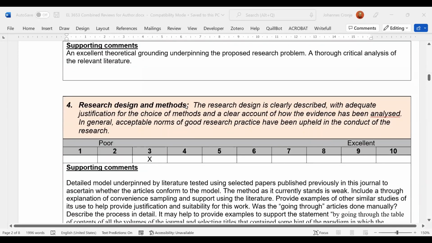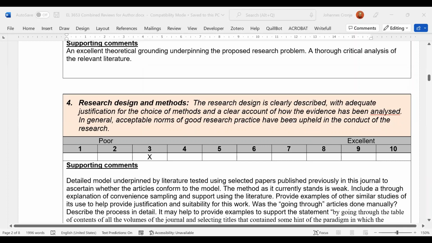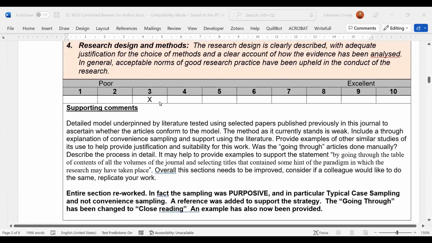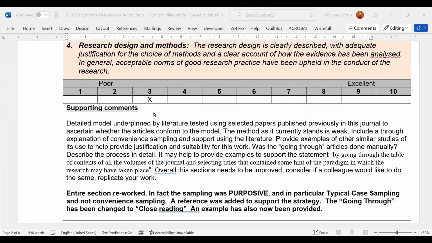Then the research design and methods. They want to know, is the research clearly described with adequate justification for the choice of methods and a clear account of how the evidence was analyzed? Are generally accepted norms of good research practice upheld? That's what they want to know. So I get a poor mark for that, 3. This is where I get smacked. Funny enough, I always run into trouble with the research design section in my papers. I try to spend much more time on them now, and still I seem to not get it.